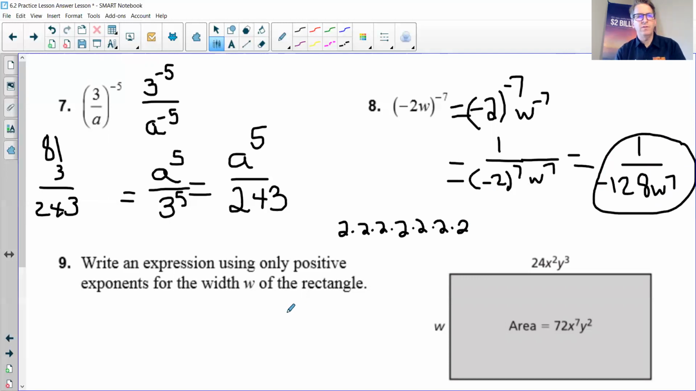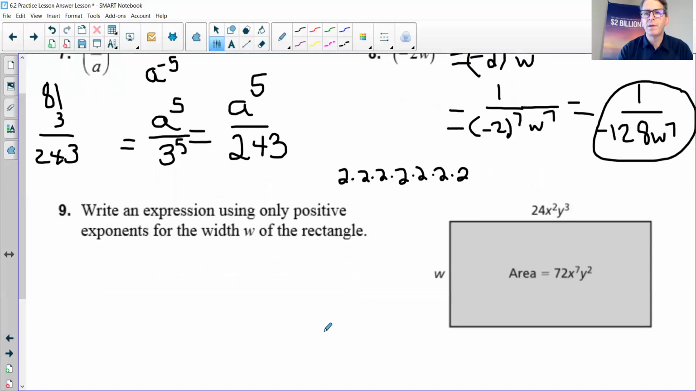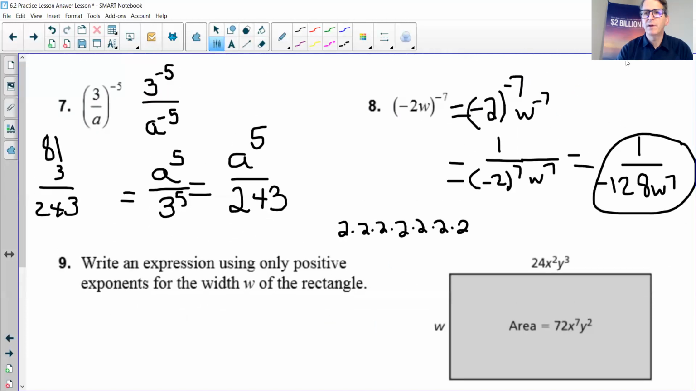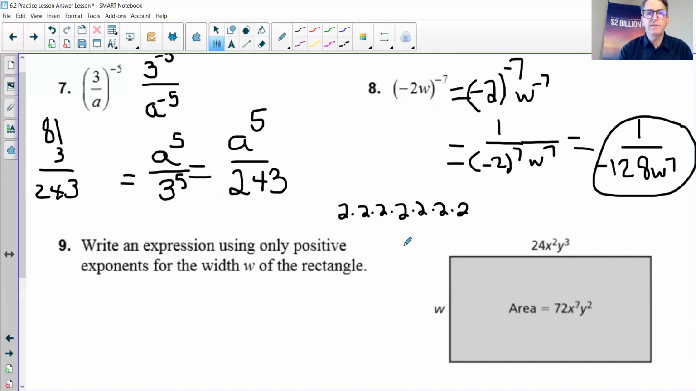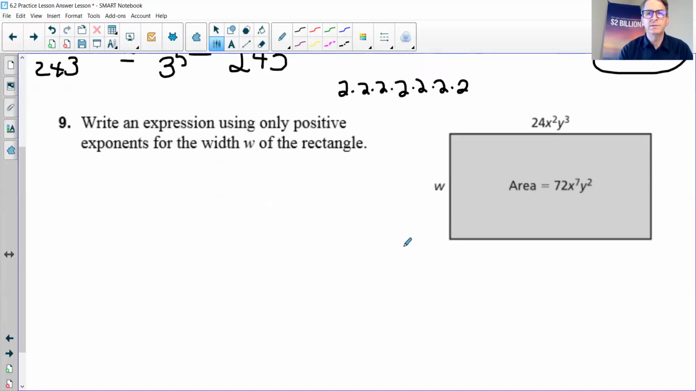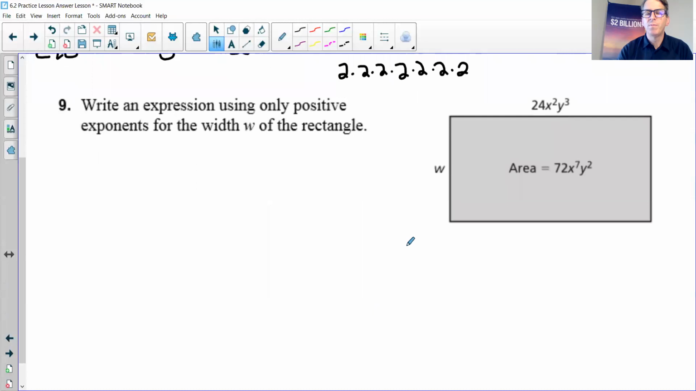Properties of exponents. Okay, and the last one, write an expression using only positive exponents for the width of the rectangle. Okay, so you're given the area here. And make sure everybody got the last one there. Okay, so last one today.